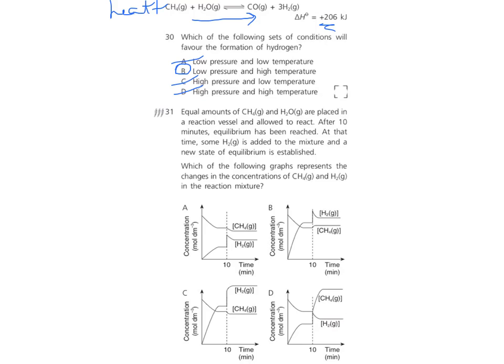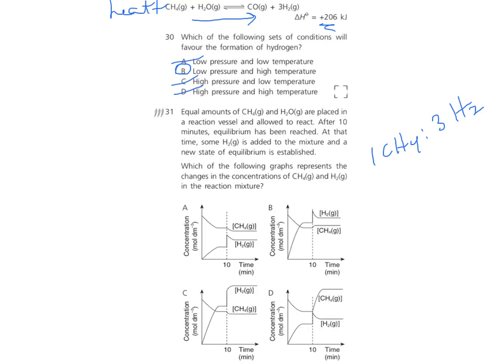Equal amounts of methane and water are put into a vessel and allowed to react. After 10 minutes, the equilibrium has been reached. At that time, hydrogen is added and a new equilibrium established. Which graph represents the methane and hydrogen in the mixture? Looking at the balanced equation, we notice that there's 1 methane for every 3 hydrogens.